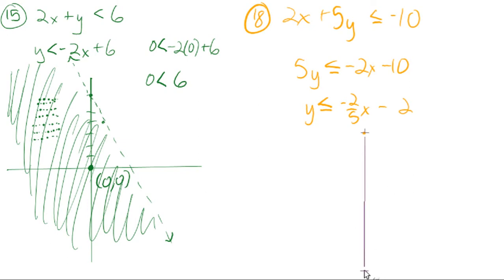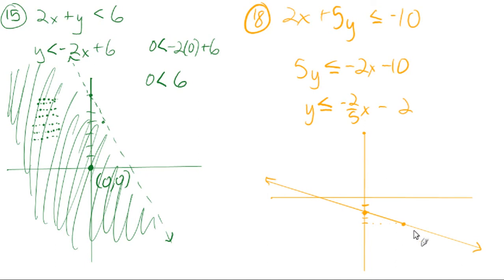And now we can graph. So we're going to graph this just like we would a normal line. It is less than or equal to, so we're going to make it a solid line, not a dotted line. Negative 2 is the y-intercept. The slope is negative 2/5, so from our y-intercept we go down 2 and to the right 5. So that would be our other point, and it will be solid, so I can go ahead and use this. And there's our line.